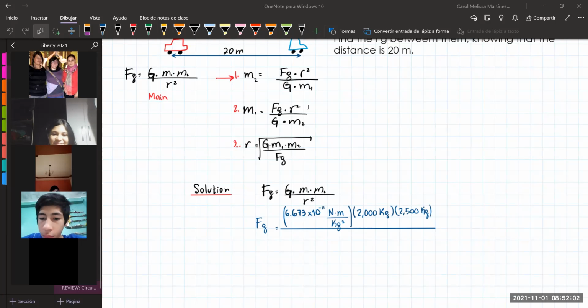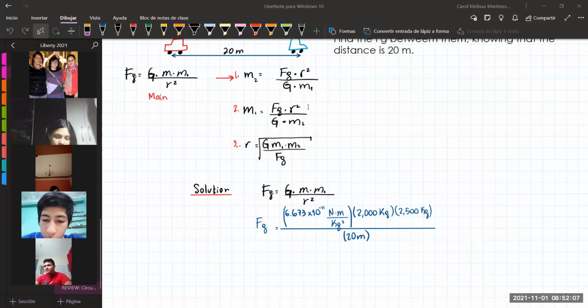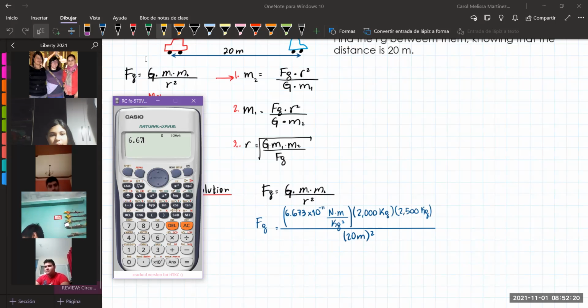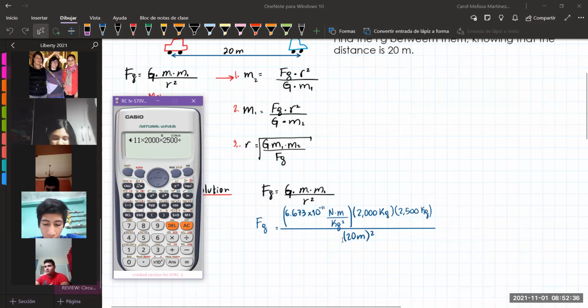I forgive you, okay? Now the distance between the two cars is 20 meters, so 20 meters here. Just remember they are raised to the second power. Now in your calculator, what you do is input the givens: 6.673, exponential, which is the key next to Ans, then the negative sign, 11, times the car 2000, times the other car 2500. Then you divide by the distance between the cars, which is 20 meters, raised to the second power.